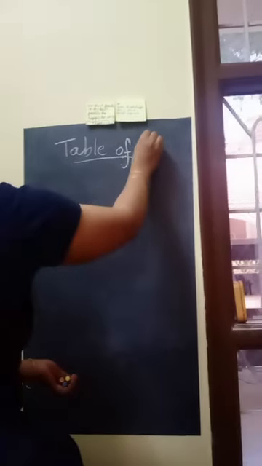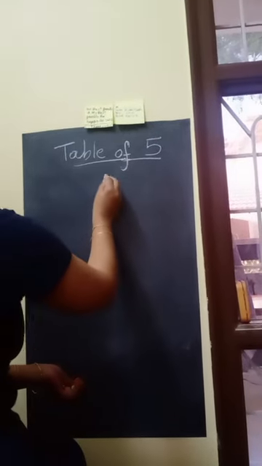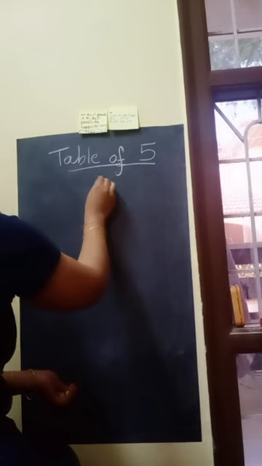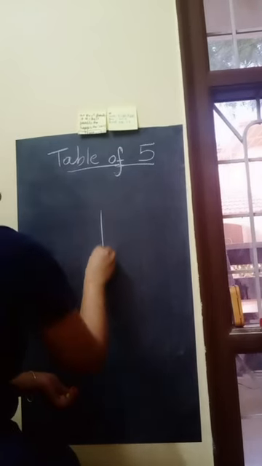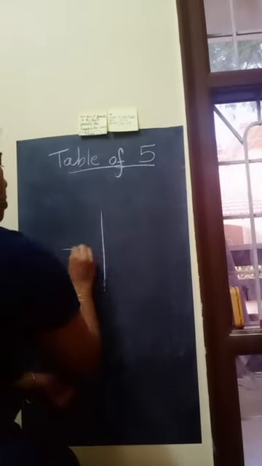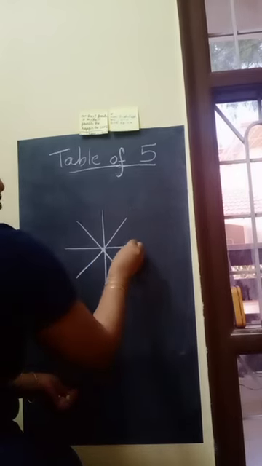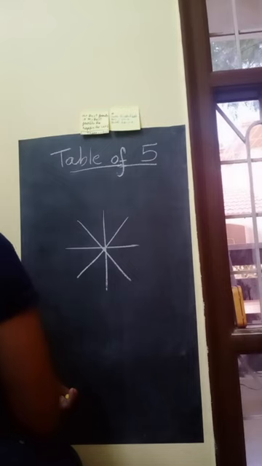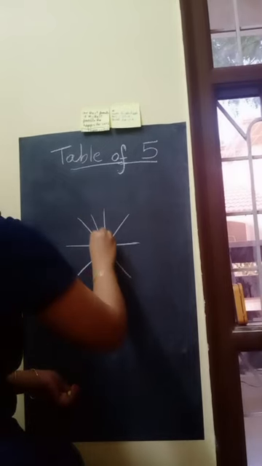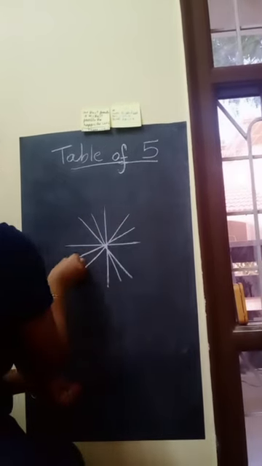Now we will do the table of 5. The 5 table is a very beautiful table. You have to write first 1 dash here, 1 dash here. So it will become like a nice rangoli. And then we will do 1 more here and then 1 more here.